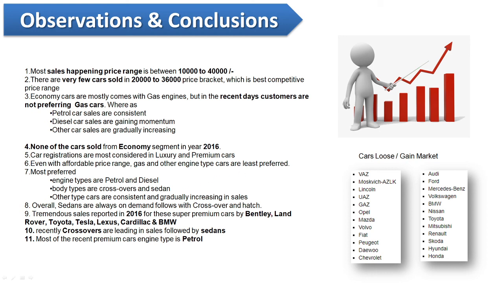These are the conclusions, and it is also worth mentioning that a few car brands are losing the market, while a few of them are gaining it. What are they? This is the list of cars which are losing customer preference among car manufacturers. You can see that Daewoo, Chevrolet, and others are losing the market, whereas Audi, Ford, Mercedes-Benz, and Volkswagen are still the customer preference, but the others are not. These are the considerable observations that we made.